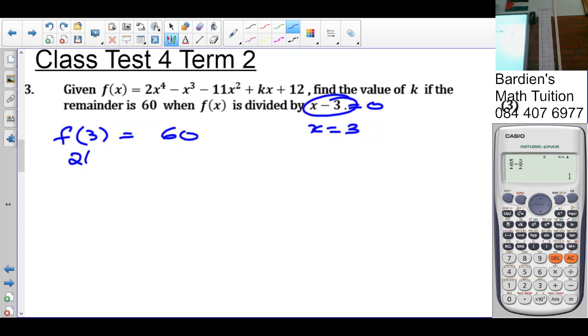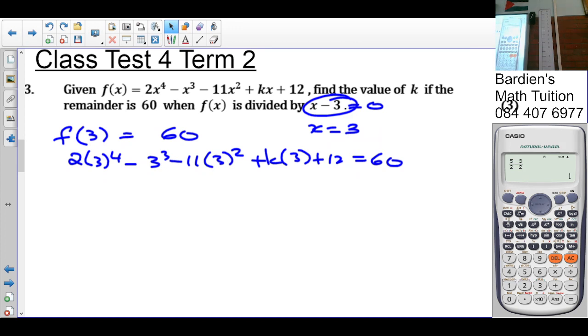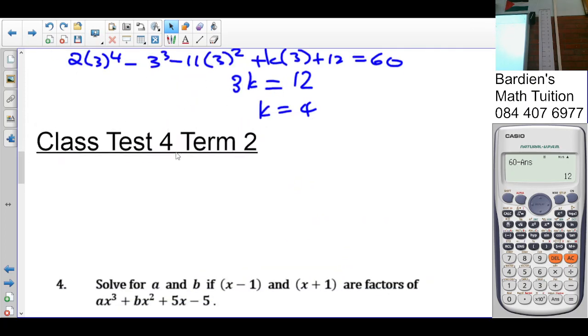Okay, so that gives us 2 times 3 to the 4 minus 3 cubed minus 11 times 3 squared plus k times 3 plus 12 equals 60. So that is simply 2 times 3 to the exponent 4, minus 3 cubed, minus 11 times 3 squared, plus 12 gives us 48. So 3k is equal to 60 minus 48, which is 12. Okay, so k has to be 4. Alright? Nice remainder theorem questions.